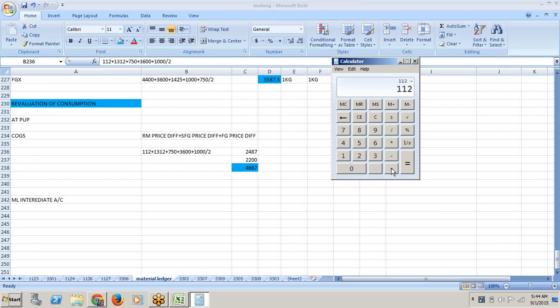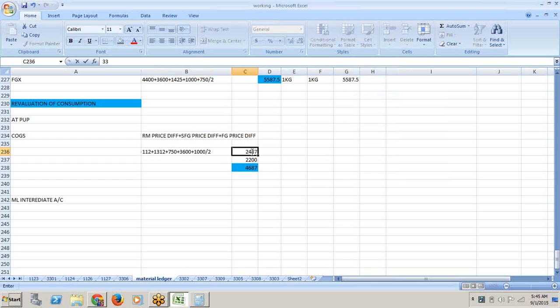112 plus 1312 plus 750 plus 3600 is for 2 units plus 1000 rupees divided by 2. 3387. Now you can observe it should equal to 5587.